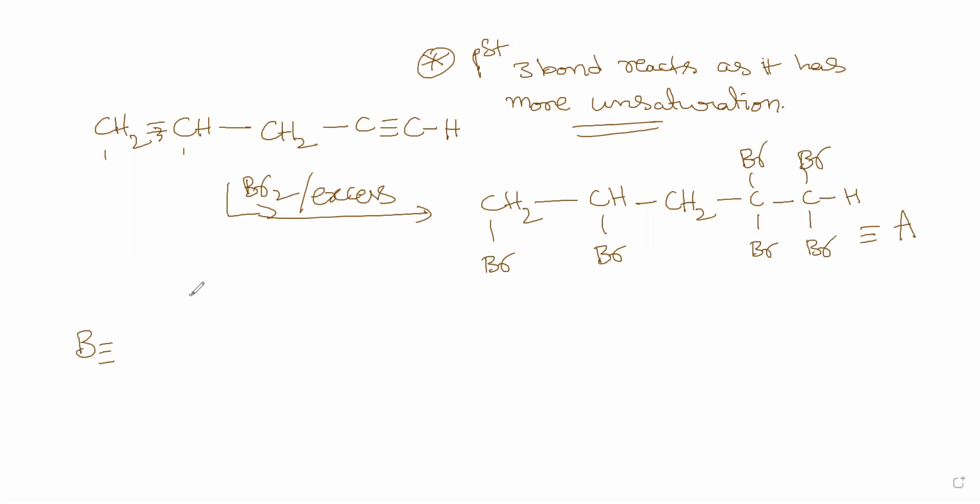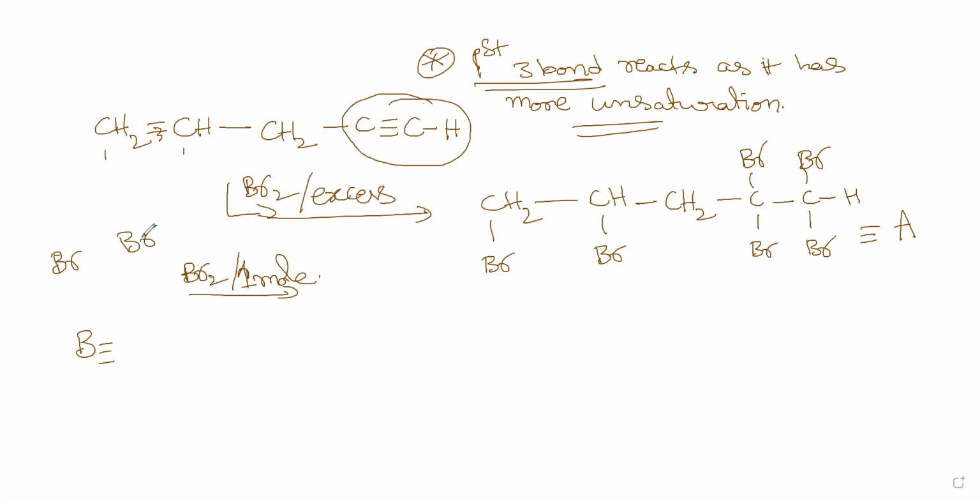Product B is the situation when Br2, 1 mole, is there. So first the triple bond reacts as it has more unsaturation. So you take the triple bond and start reacting. 1 mole of bromine means 2 bromine atoms will come. That means I had to break only 1 pi bond in the triple bond. So don't disturb the CH2 double bond. I told it the other way, sorry for that. You had to disturb the triple bond only.